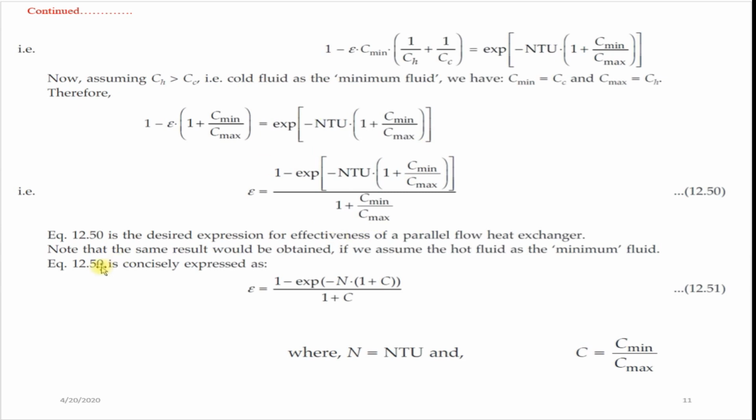Note that the same result would be obtained if we assume the hot fluid as the minimum fluid as well as Cc as C minimum. Here N is the NTU, and C we have used here is the ratio C minimum by C maximum. In this equation, NTU is written as N and C minimum by C max is written as C. That's it.